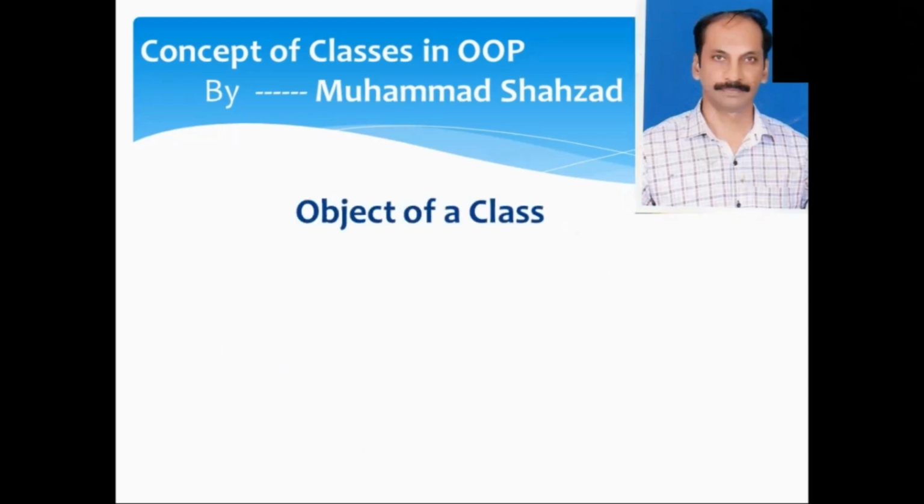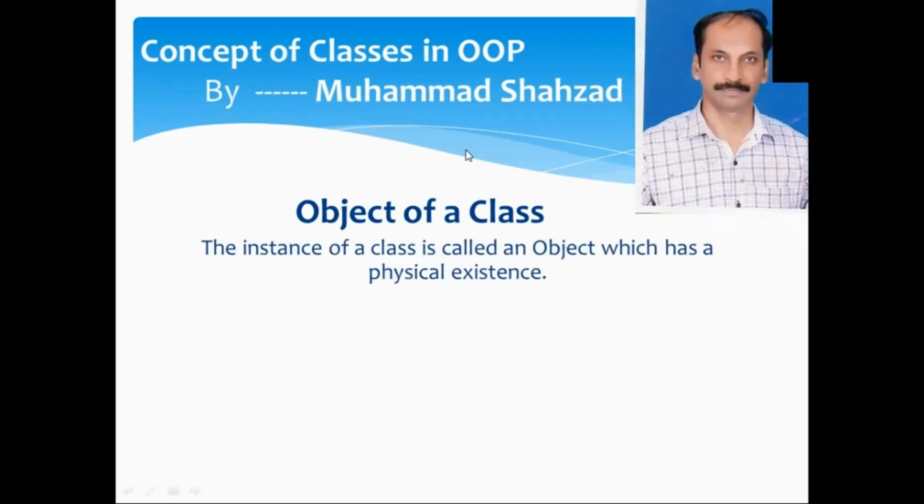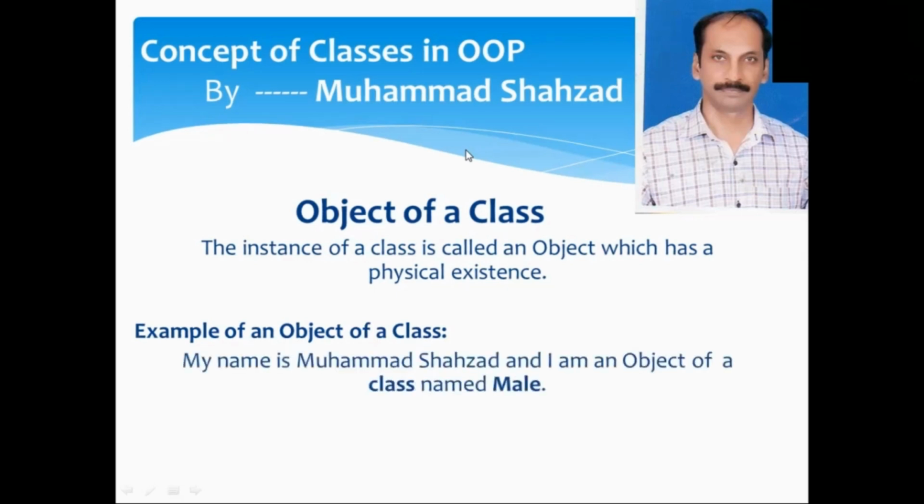Mr. Behzad, right now, a very interesting thing is going on. And this one is the last thing of the lecture of the day. That one is about the object of a class. The instance of a class is called an object which has a physical existence. An example of an object of a class is: my name is Muhammad Shahzad and I am an object of a class named male. It means I physically exist here in the world, all right?